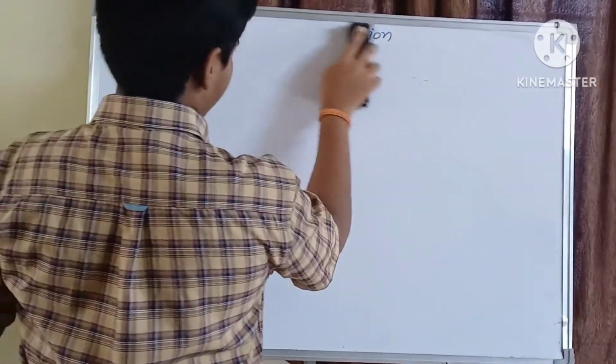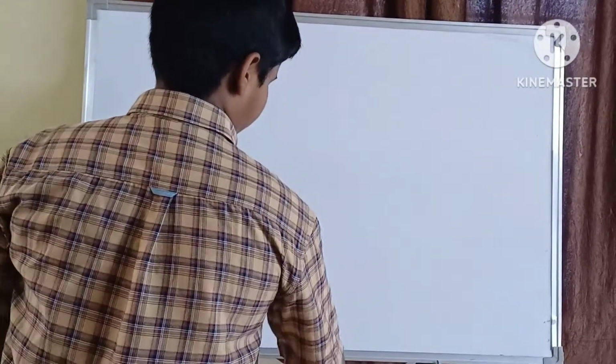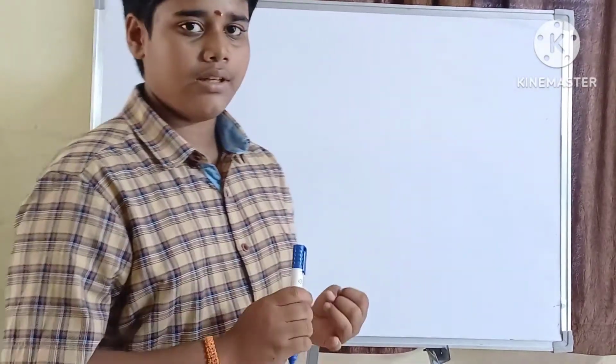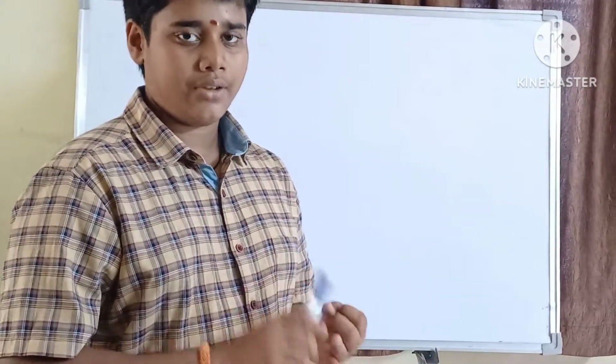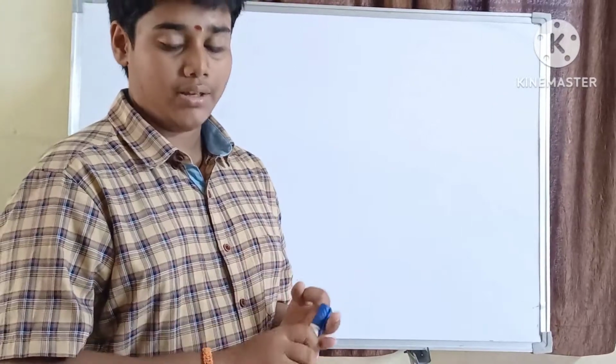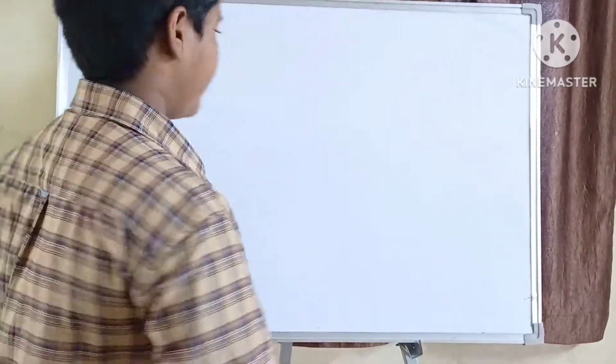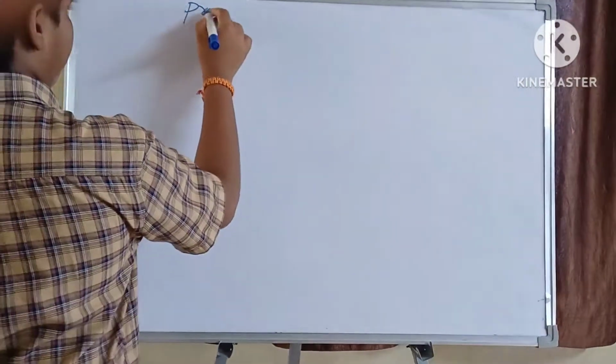So types of acceleration is completed. In types of acceleration there are 5 types. What are the 5 types? Uniform acceleration, non-uniform acceleration, negative acceleration, positive acceleration, zero acceleration. Okay, so problems.